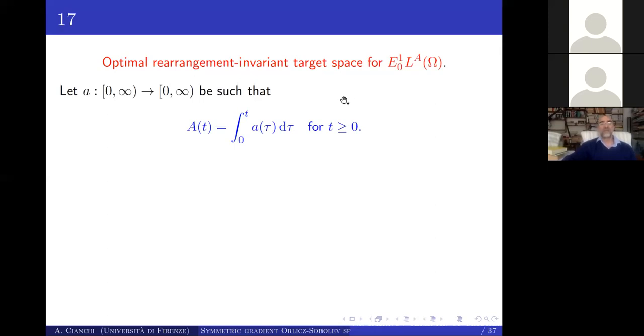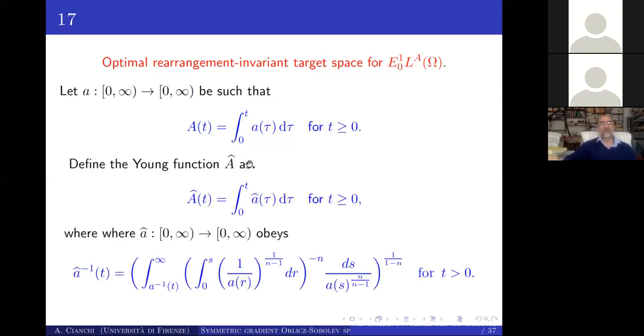Now, to this purpose, let me write the function A in an integral form. So A is a convex function, vanishes at the origin. So this means that this can be written as the integral from 0 to t of an increasing function, small a, which is its derivative. And once A is defined this way, one has to construct another function A hat, which is also given by an integral of a hat small. And A hat is connected to A through its inverse by this formula.